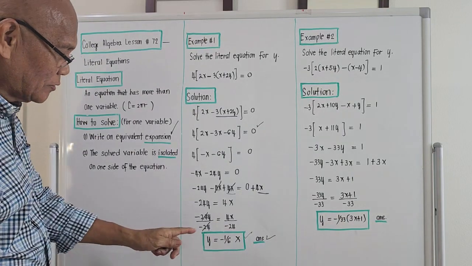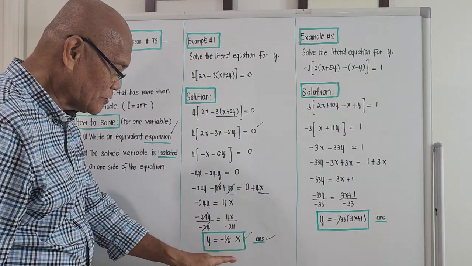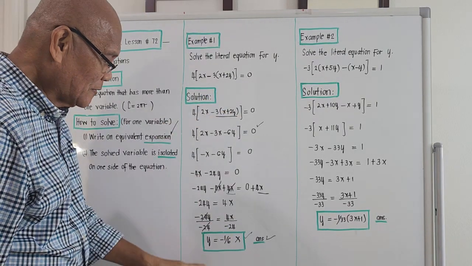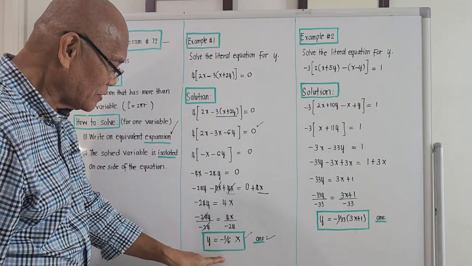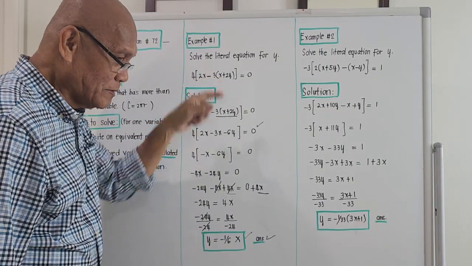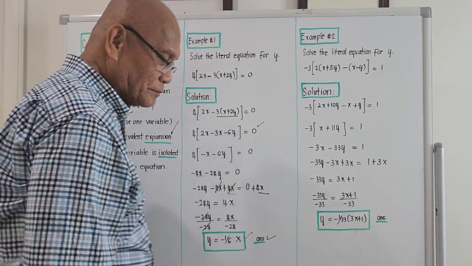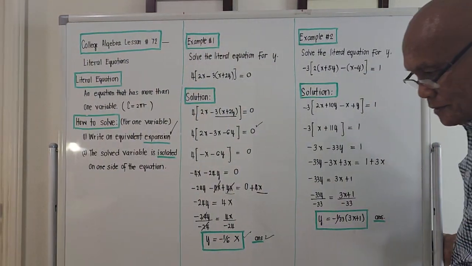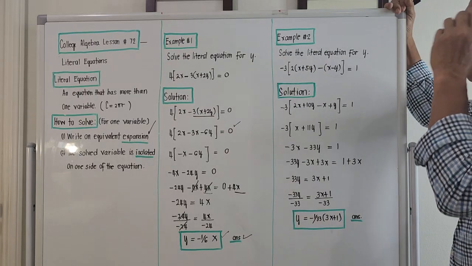Okay? We are to solve for y as a function of x from the given literal equation. Okay? Y is equal to negative 1/6 times x. That will be the answer for this problem here. Simple, right?